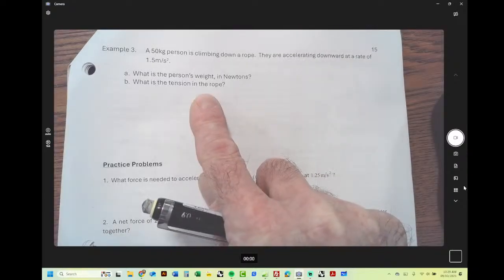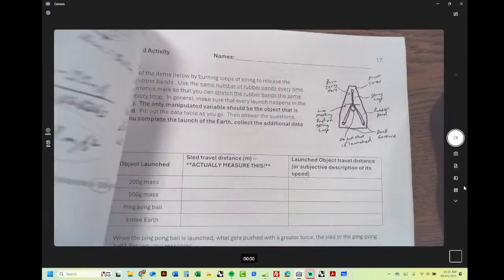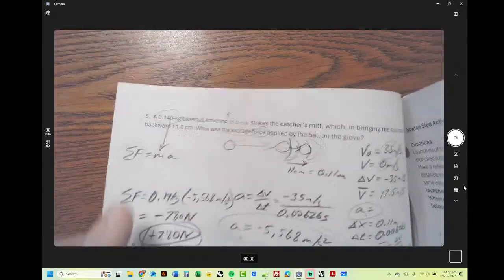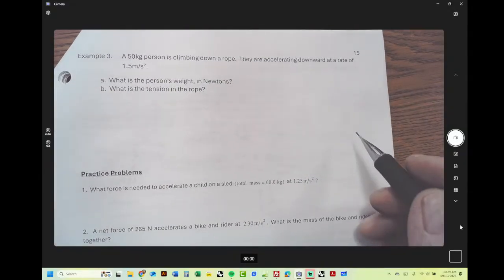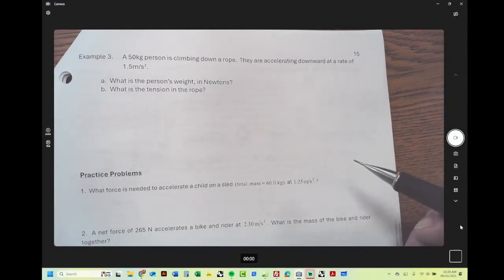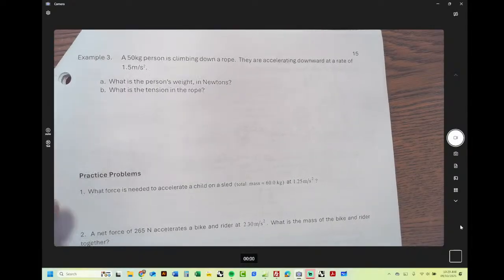I want to do this example because it's very similar to what you're going to run into in 5, 6, 7, and 8 on the other side. Okay, a 50-kilogram person's climbing down a rope. They're accelerating downward at a rate of 1.5 meters per second squared. What do I need to do first?